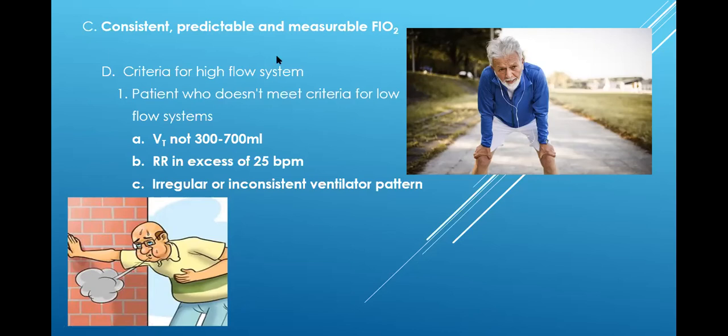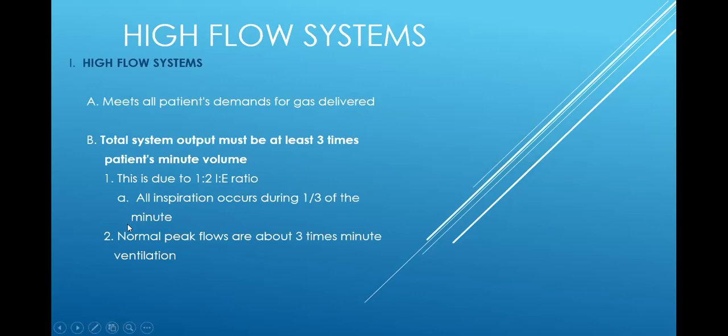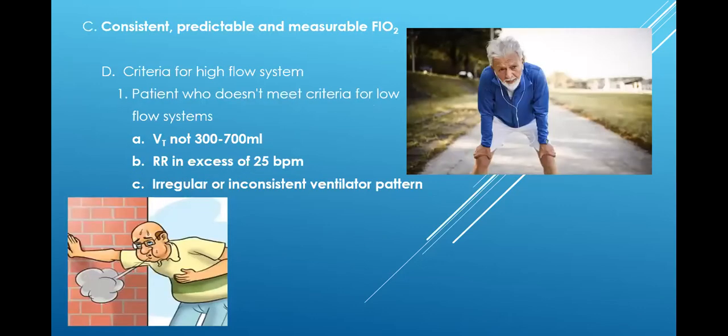All right, let's look at it. The high flow system, normal peak flow, they said, is about 3 times a person's minute ventilation. So that's what he needs. Just like I said, if you are short of breath in your car and you're riding down the street, you're going to stick your head out the window. Same FiO2, but it's giving you more flow. Some people need flow.